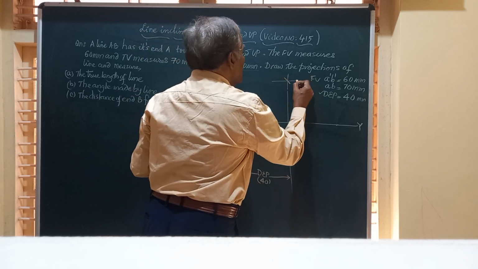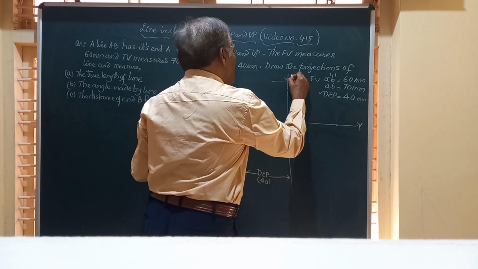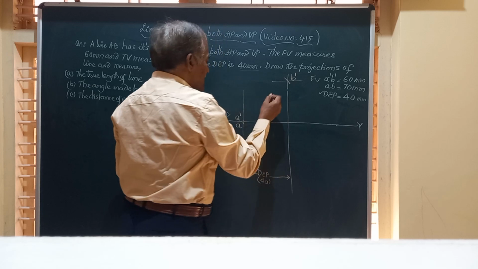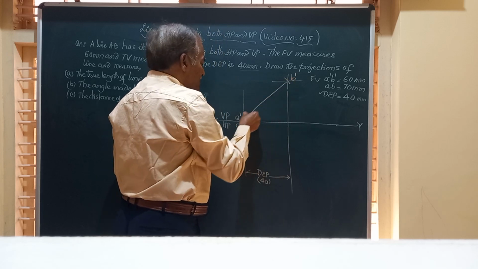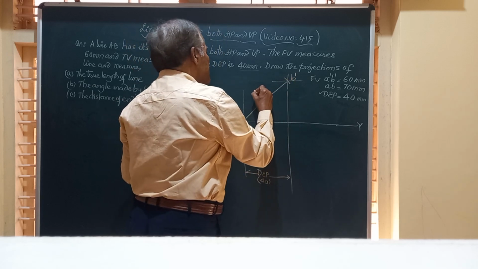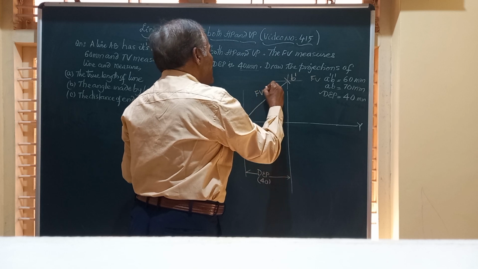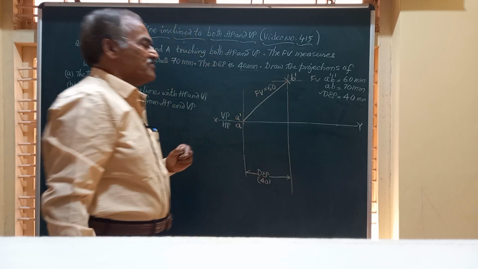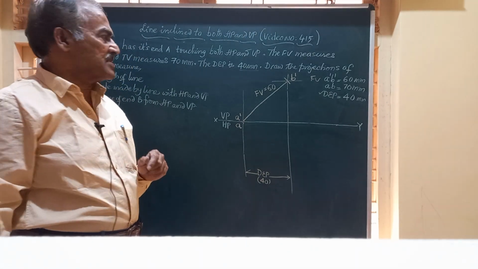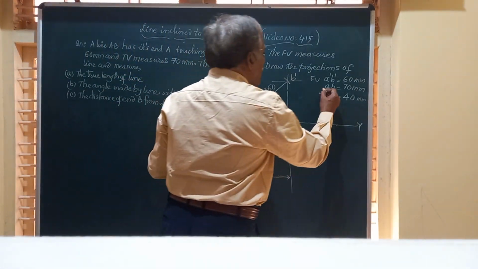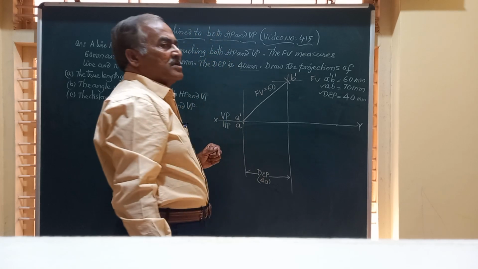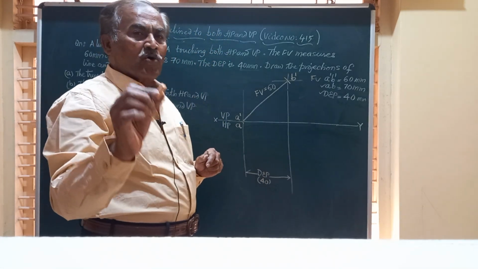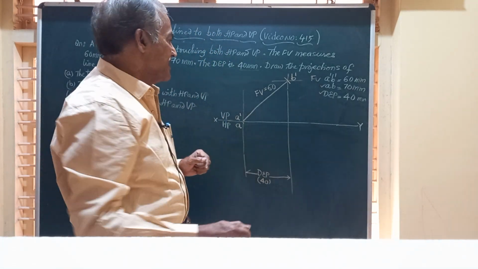Friends, this will give you the point B dash. Friends, if we join A dash and B dash, this will represent the front view of the line, and it has got a length of 60 mm. Friends, on the same line, we also know what is AB. AB represents the top view of the line capital AB.